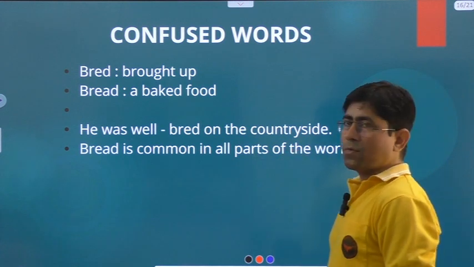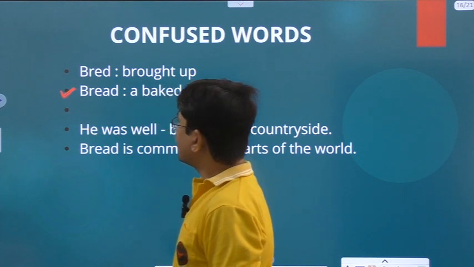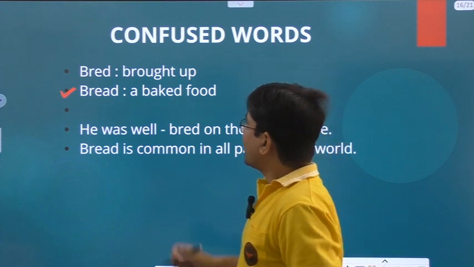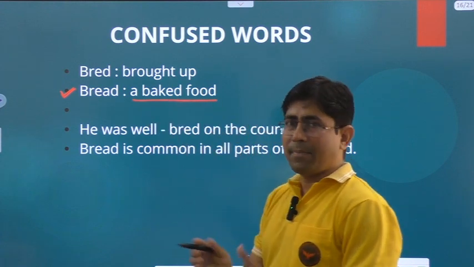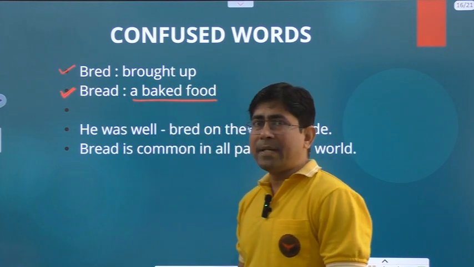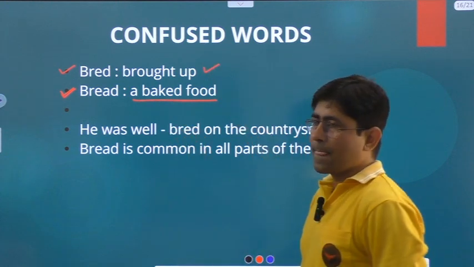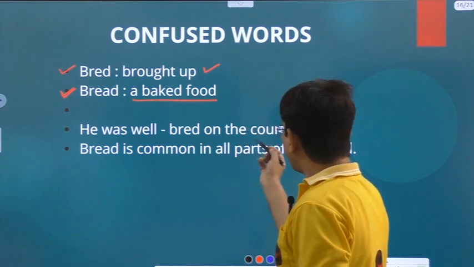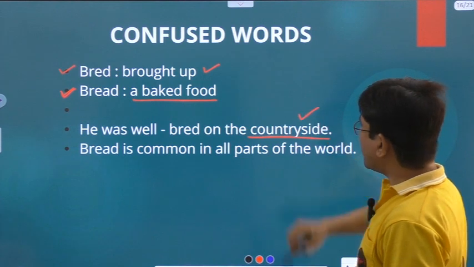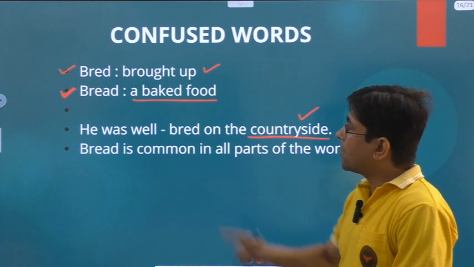And these two words, bread and bred. Bread, this is very common, as we generally use in our breakfast. Bread, a baked food. Bread and butter. And this one, bred, means brought up, from breed. The second form of breed is bred. So it means brought up. He was well bred on the countryside, means he was brought up on the countryside, in a village area, you can say countryside.